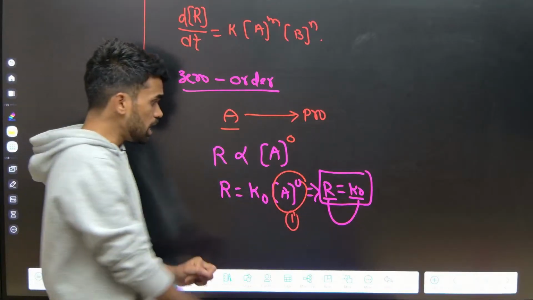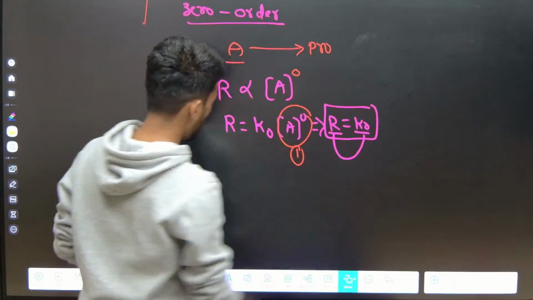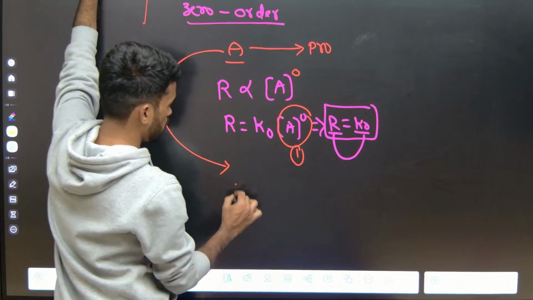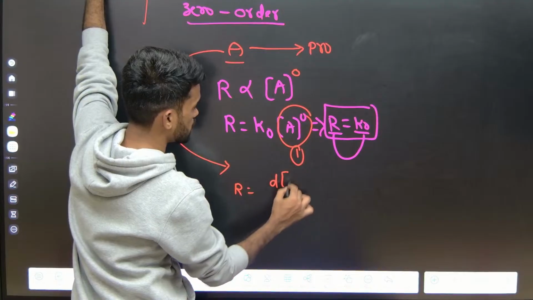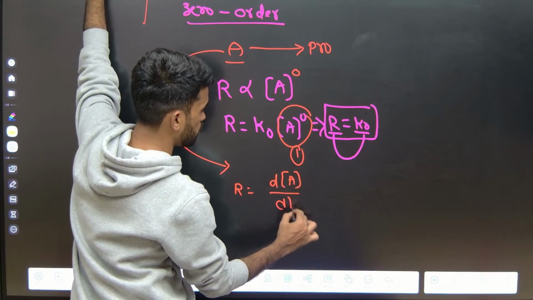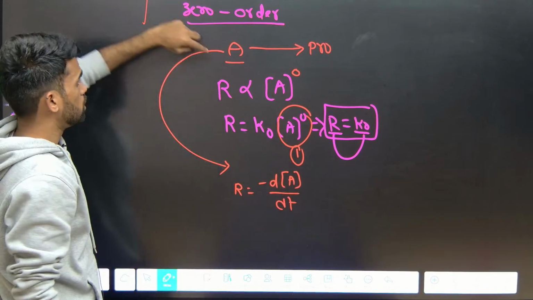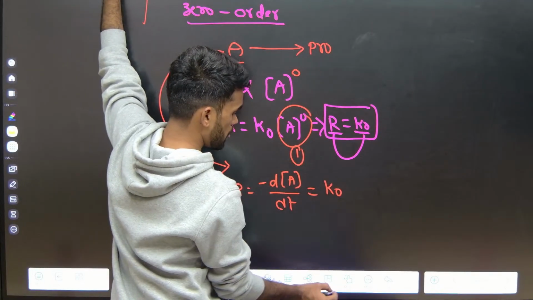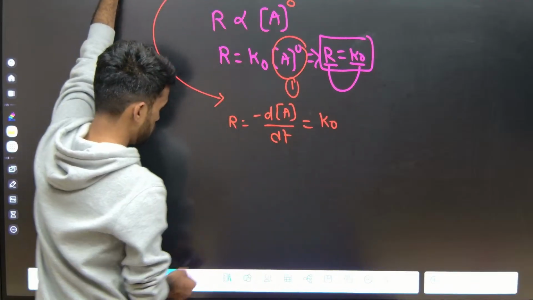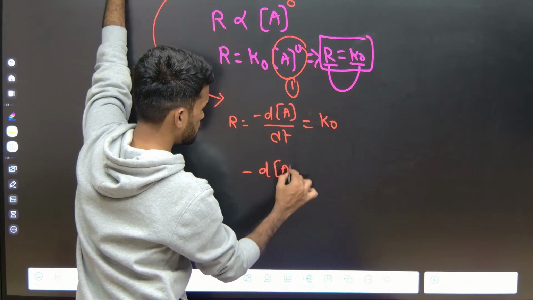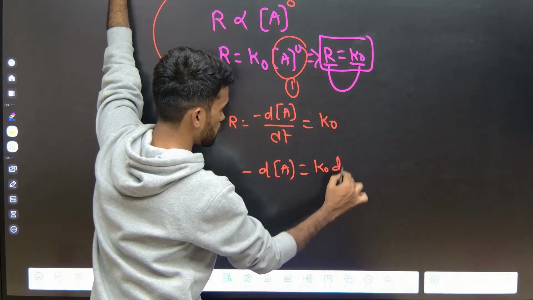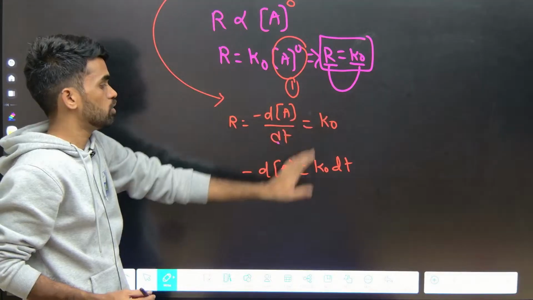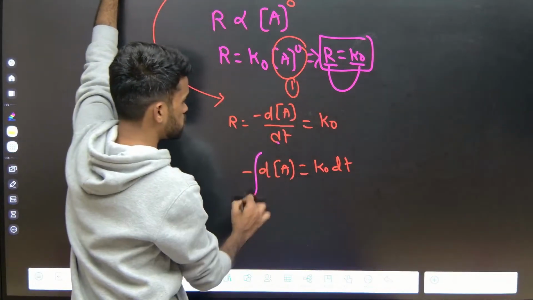Right. Let me give you a few more things here. So now, change in concentration of A. What is our reactant here? A, right? So rate means what you can say? Change in concentration of A with respect to time, with a negative symbol since it is a reactant. Okay, this is equal to K naught. Now try to integrate this: minus dA by dt equals K naught. So we can just send this dt there, and you will get this equation. Try to integrate both sides.